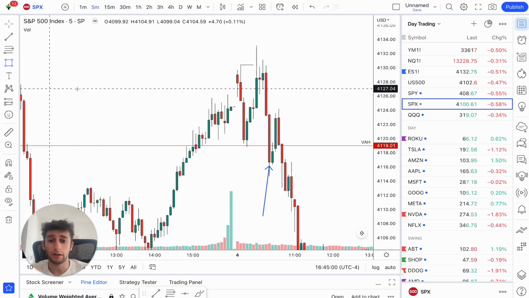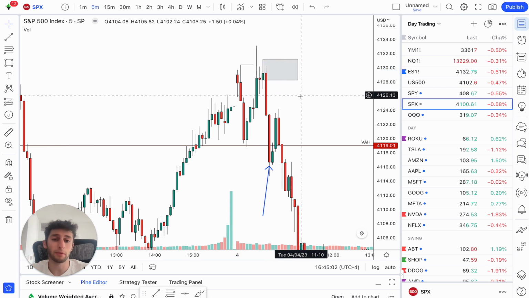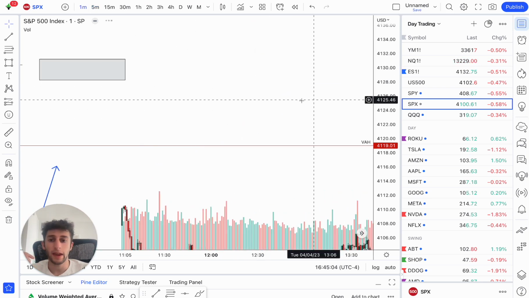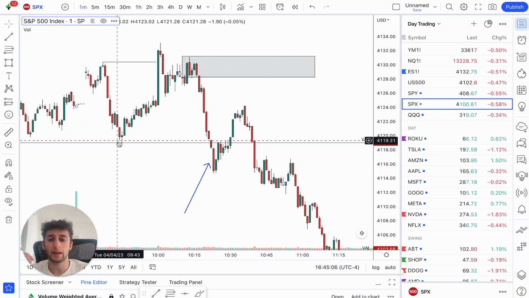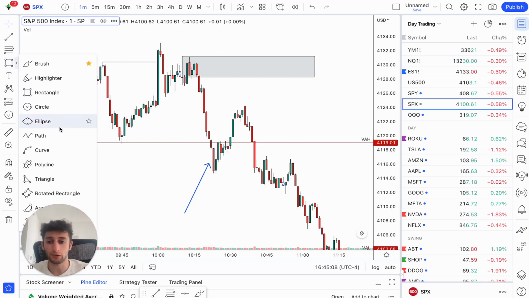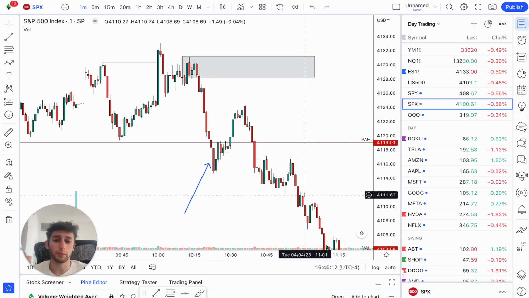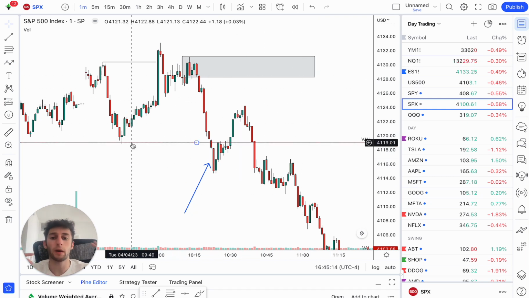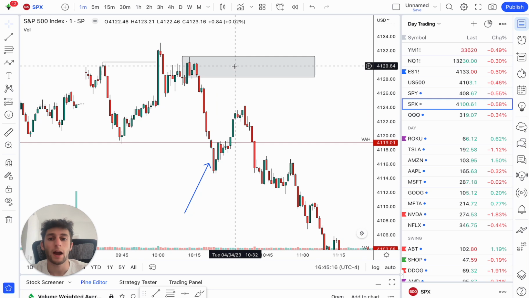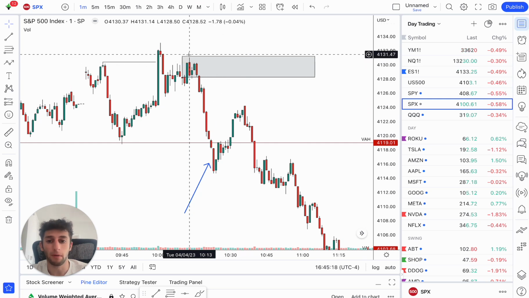We had supply form here. So I know we have supply. I know we have strong sellers. And I know that we had these sellers take out these buyers, right? So we're starting a downtrend, right? So now I know two pieces of information: we have that supply and we have that downtrend. So my thought process is, I know price isn't going to want to get above here.